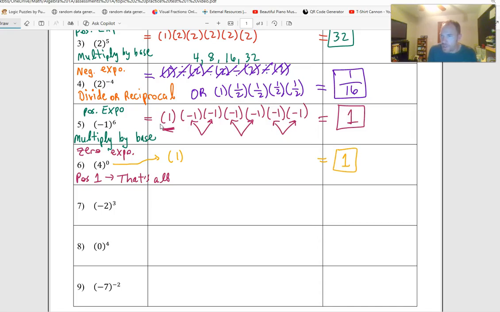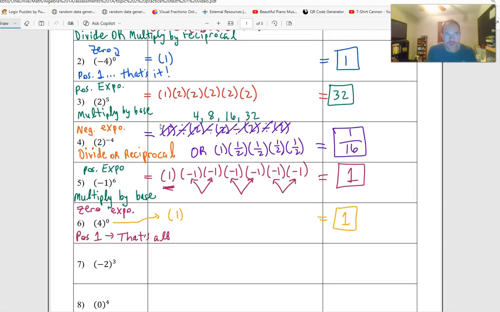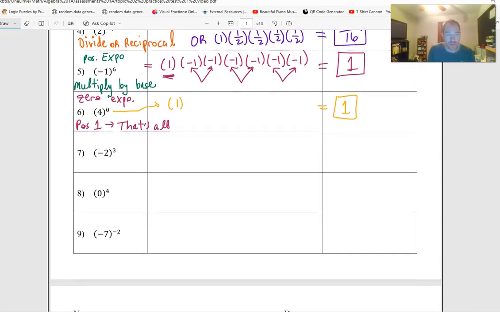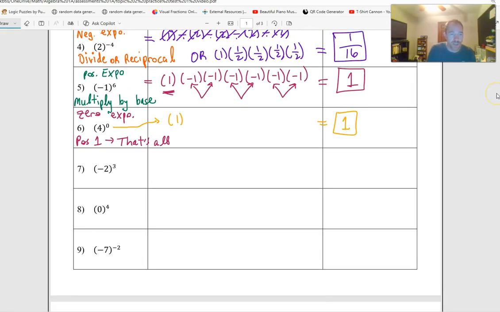Was it number 2? Let's go back up real quick. Yeah, number 2, negative base but exponent of 0, we get a positive 1. Positive base, exponent of 0, we get a positive 1. So when that exponent is 0, the whole thing is just positive 1. Okay, so that's something to remember. Some students will struggle with that. Okay, we got 3 more on this first page.